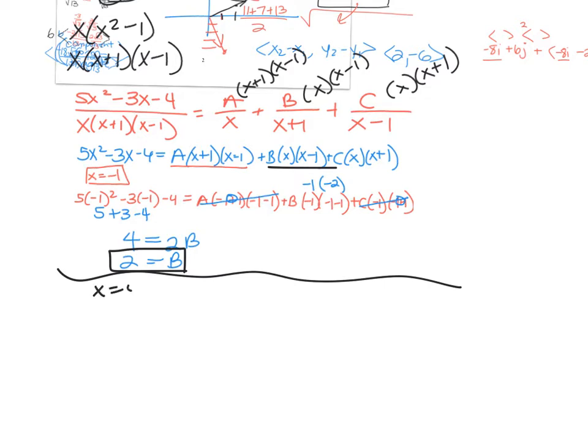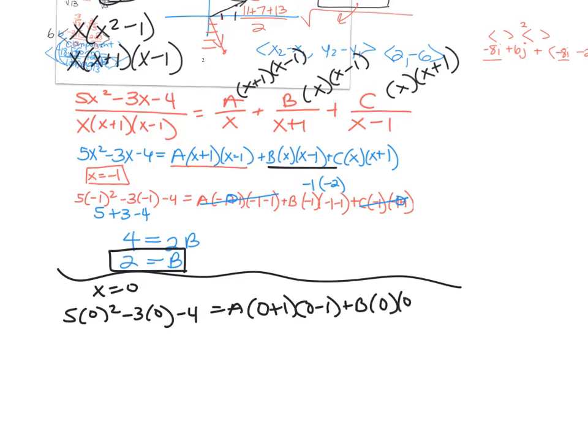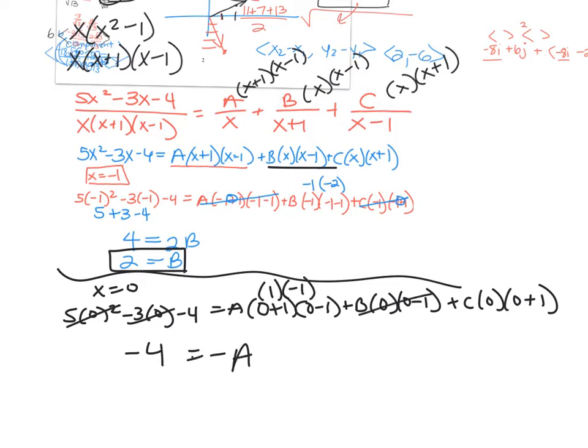So if x is 0, then I get 5 times 0 squared minus 3 times 0 minus 4. Everywhere there's an x, I made it a 0. This is gone, this is gone, this is -4. This is a times 0 plus 1, which is 1, times 0 minus 1, which is negative 1. So that's a negative a. This 0 cancels that whole thing out. That 0 cancels that whole thing out. So a is positive 4.